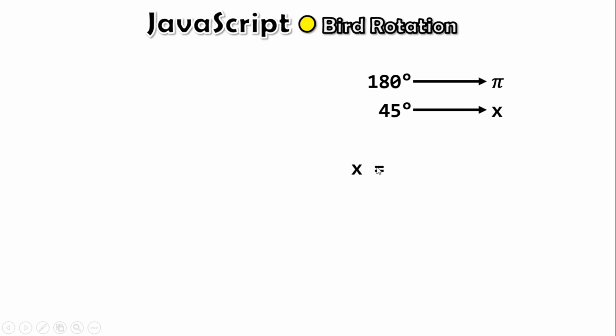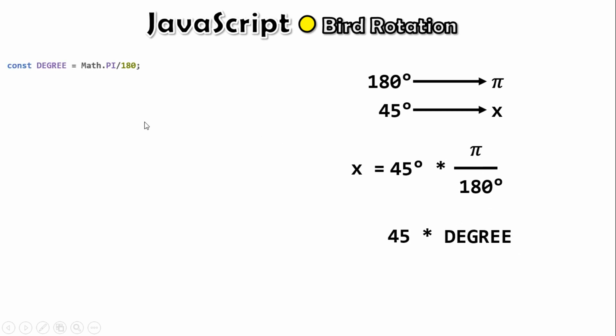So I'm going to say x equals 45 degrees, then times pi, divided by 180 degrees. Right. So in other words, I will say 45 times degree. So instead of just writing this whole thing, pi divided by 180, I will just go and call this degree. So in terms of code, I will say const degree equals pi divided by 180.